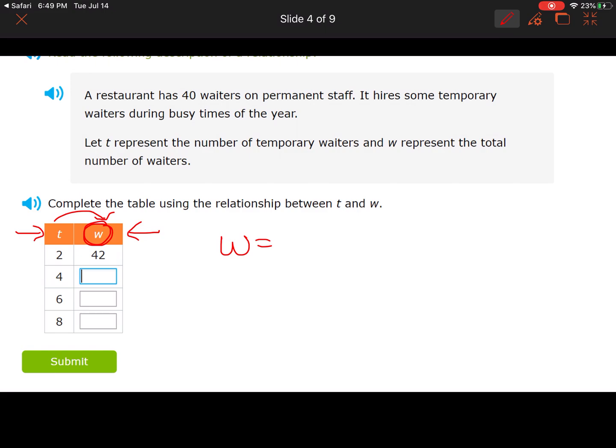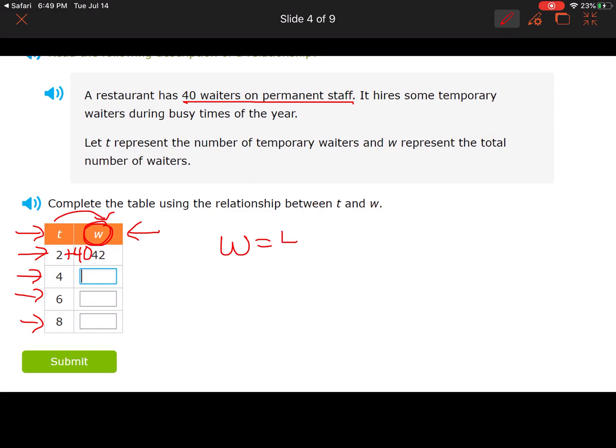Now, if you look up here, it says a restaurant has 40 waiters who are permanent, and then it hires some temporary waiters. So we're always starting with 40, and these are the numbers of temporary waiters added on. So if we already have a staff of 40 and we add 2 more, that's how we get our 42.